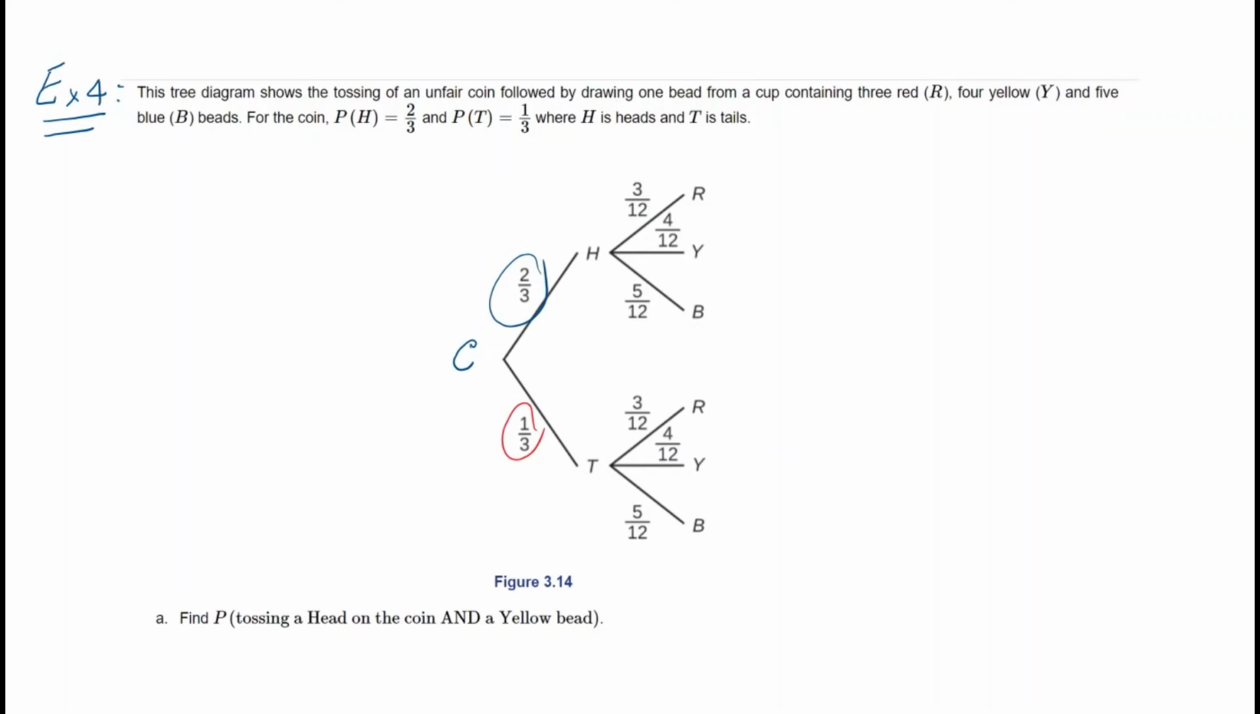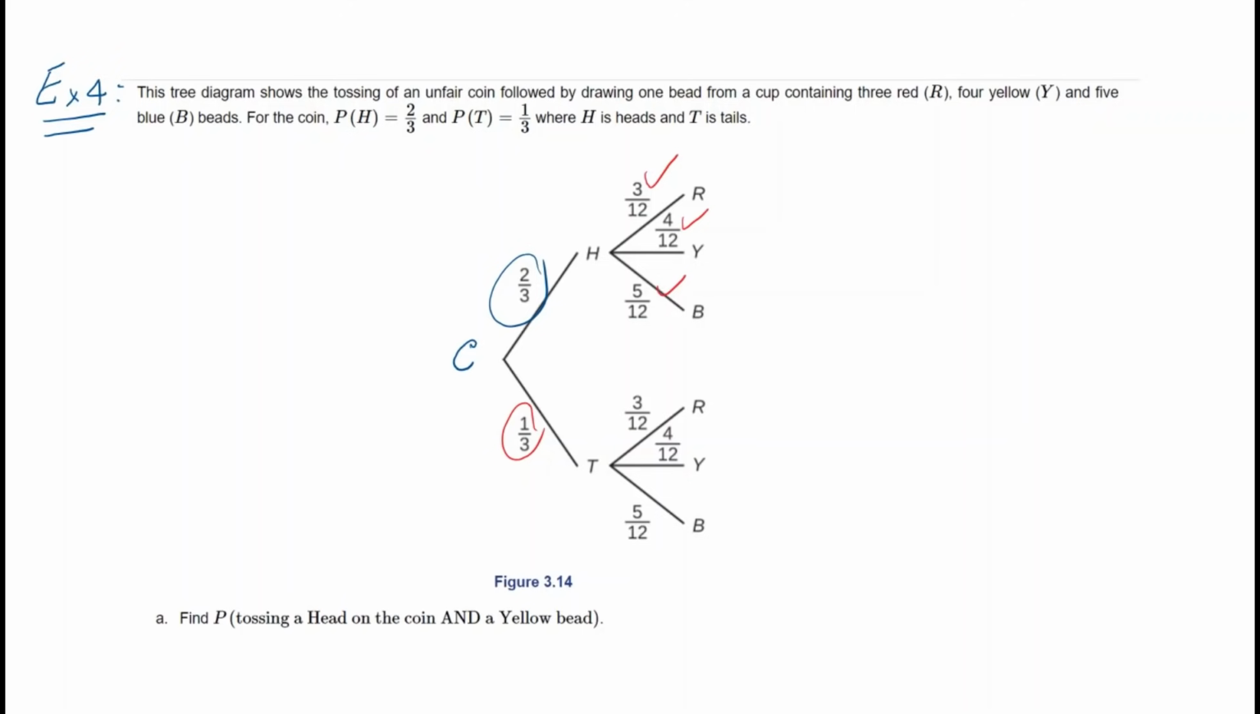And also we see that since there are 12 beads or balls in the cup, the probability of getting a red ball, since there are 3 red balls, would be 3 out of 12. The probability of getting a yellow ball would be 4 out of 12, and the probability of getting a blue ball is 5 out of 12. And the same expression follows for the tail after obtaining the tail of the coin. So we toss the coin and we pick a ball. That's what's happening, and there are 1, 2, 3, 4, 5, 6 events occurring.